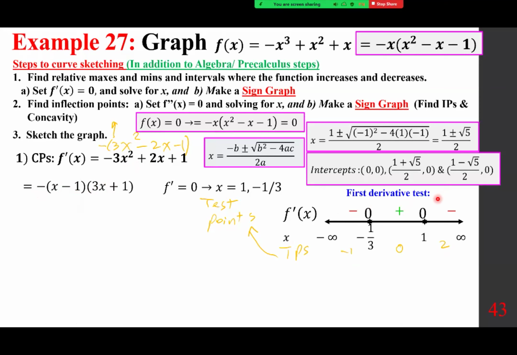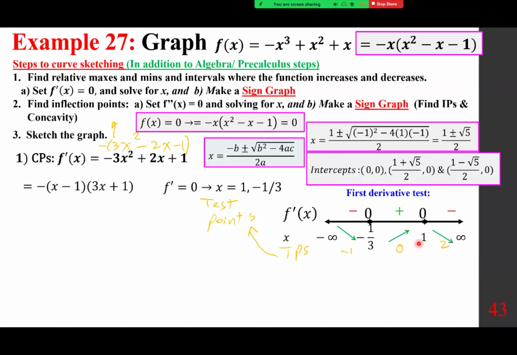What does it mean? Let's throw in arrows. Negative means decreasing, positive means increasing, negative means decreasing. As it changes from decreasing to increasing, think about a parabola, decreasing to increasing, that is a local min, okay? And from increasing to decreasing, look at the arrow, that means local max.